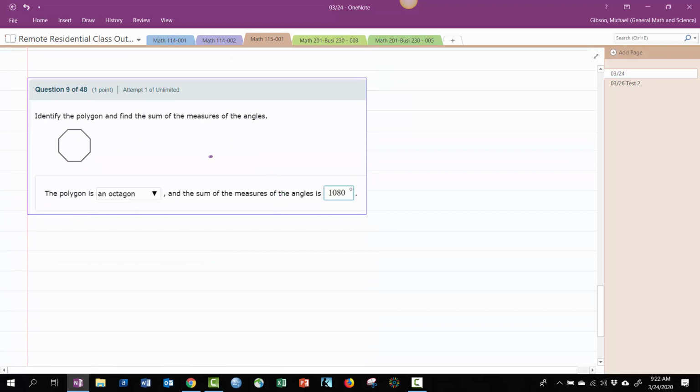All right. Here's another one. Identify the polygon and find the sum of the measures. So this thing has, if you count them, 1, 2, 3, 4, 5, 6, 7, 8 sides. So it is an octagon, right? 8 is octagon. And then we have a formula for the measure of the angles. So the measure of all the angles, right? Add them up, I guess is what you say.